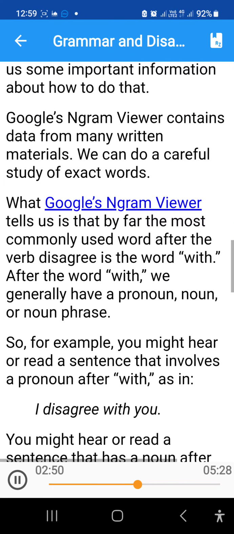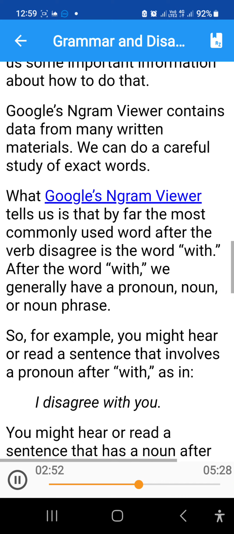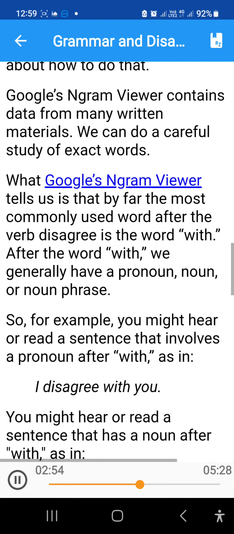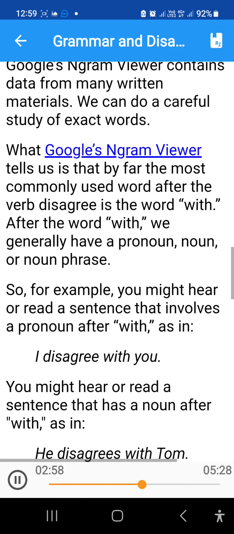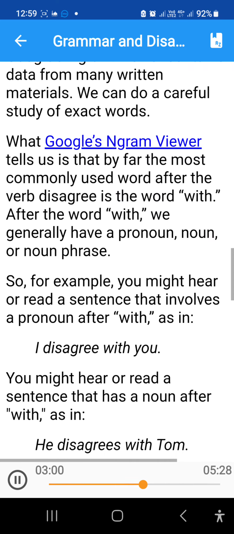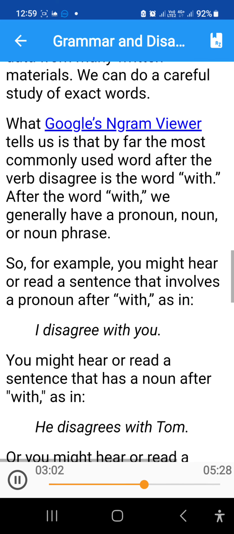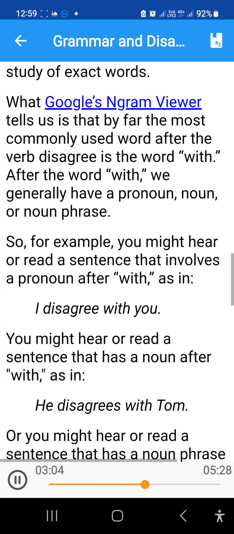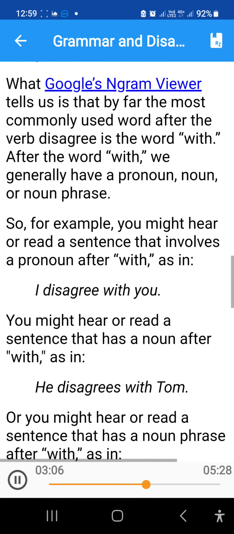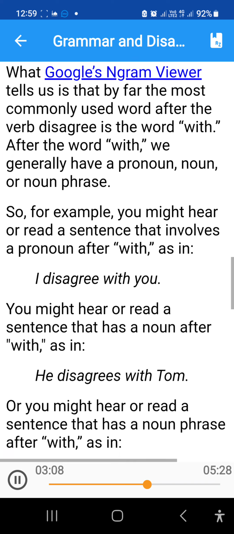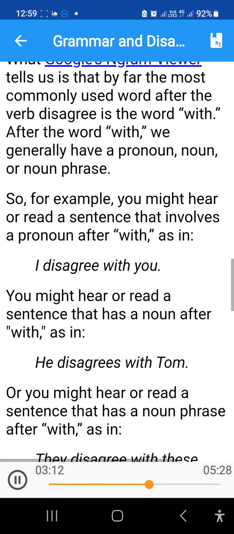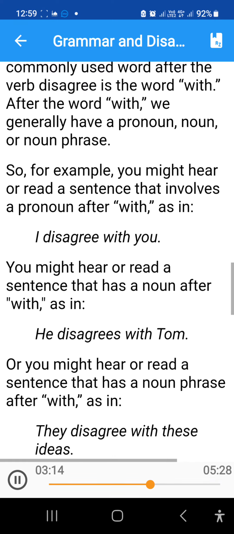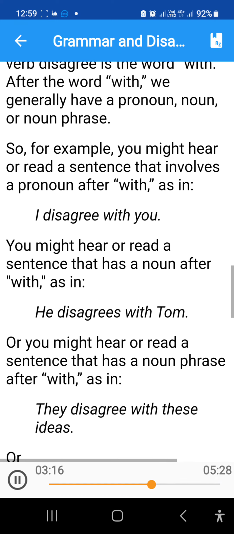Google's Ngram Viewer contains data from many written materials. We can do a careful study of exact words. What Google's Ngram Viewer tells us is that by far the most commonly used word after the verb disagree is the word with. After the word with, we generally have a pronoun, noun, or noun phrase.